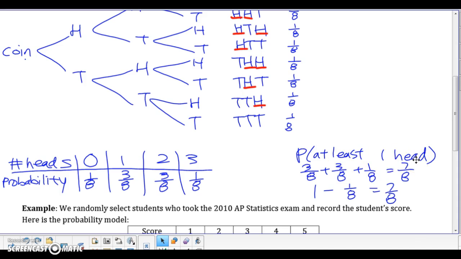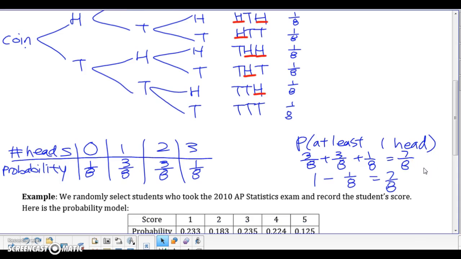Two different ways to think about it: add up the different outcomes that give you that, for a total of 7/8. And the other is using the complement rule, which you already have notes about. So 1 minus no heads gives you 7/8 as well.